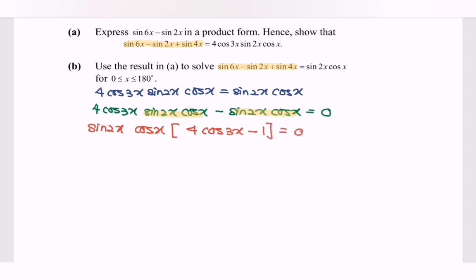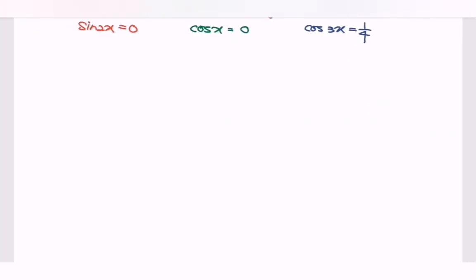So finally we will have sine 2x equals to 0, followed by cos x, which is equals to 0, and the third one will be cos 3x, which is equals to 1 over 4. So now we are going to solve the situation for the range 0 until 180 degree.